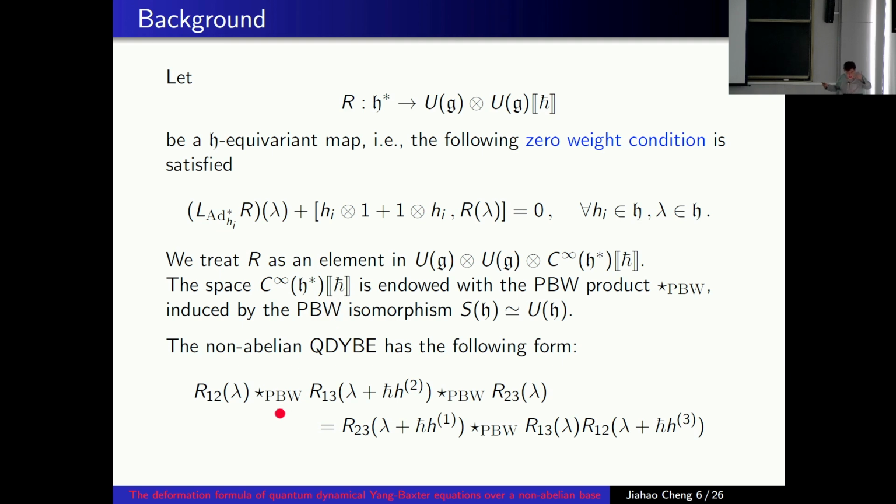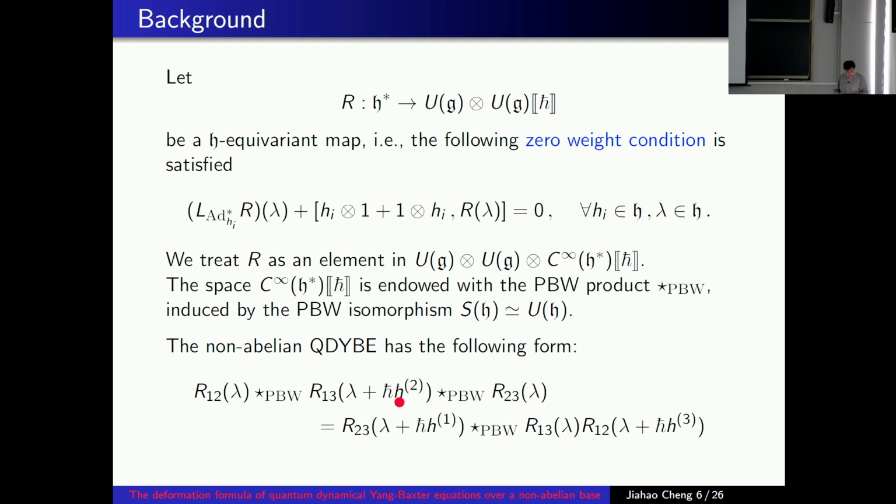In this case, we can extend this non-commutative multiplication to the whole space of smooth functions on H star. This is what we call the PBW multiplication. So we think that H star has been deformation quantized.